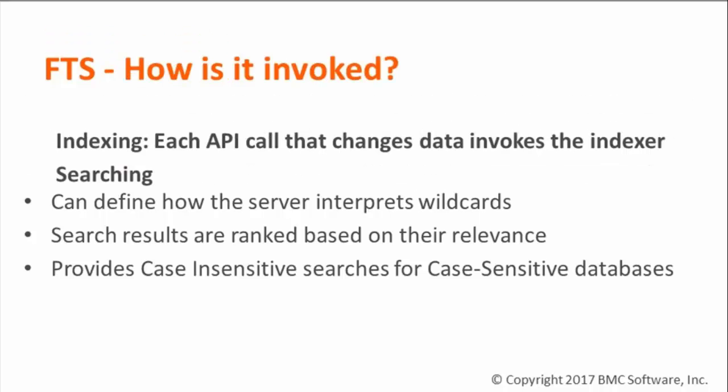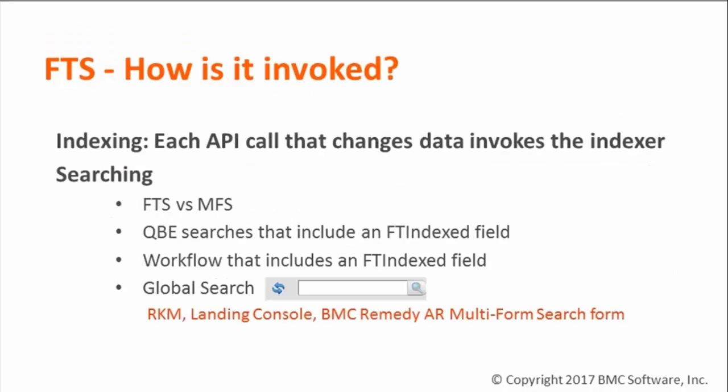So FTS is invoked in two ways, indexing and searching. The indexer is invoked with each API call that changes data. Every time you create, edit, delete, or save a record, it invokes the indexer and updates the index. The indexer is a mechanism that makes data on a record up to date with the current data.